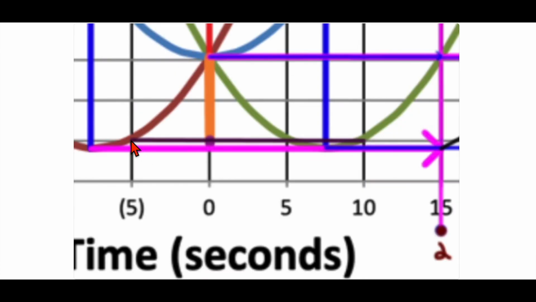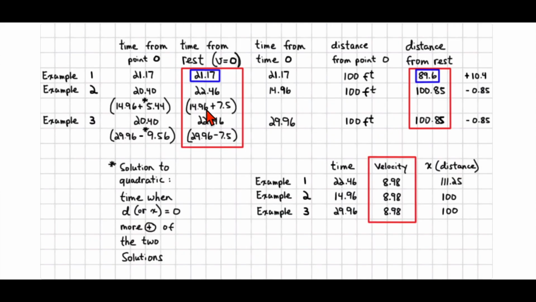So this is example 2 right here. So you have to add this extra 5 and 44 hundredths seconds to 14 and 96 hundredths seconds. So that's a total of 20 and 40 hundredths seconds to travel from this point 0 100 feet out, which is right here. From rest, you have to add 7.5 seconds. From point 0, you have to add 5 and 44 hundredths seconds, a little bit closer. So a total time of 20 and 40 hundredths seconds. And it's the same for example 3.